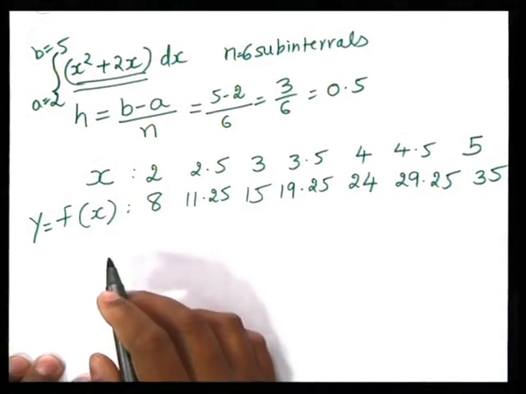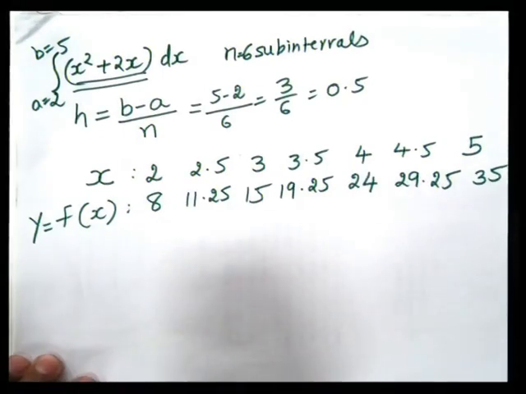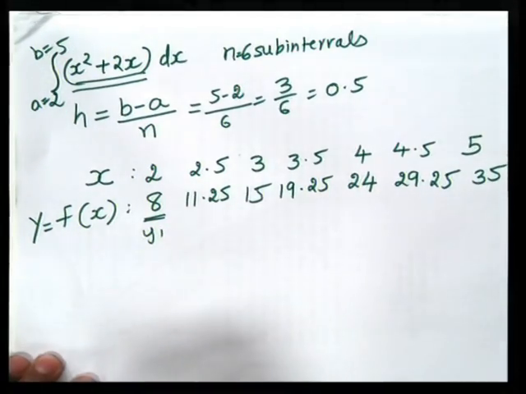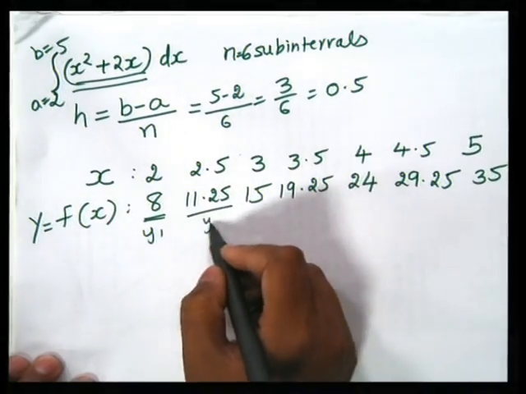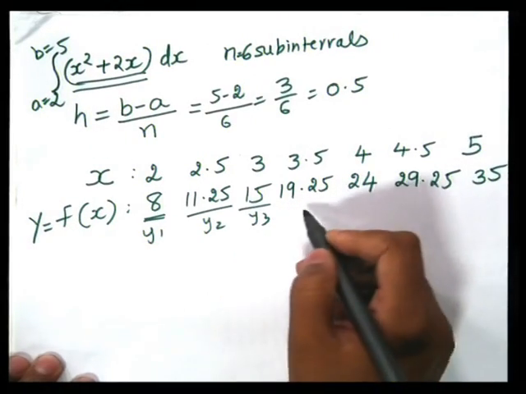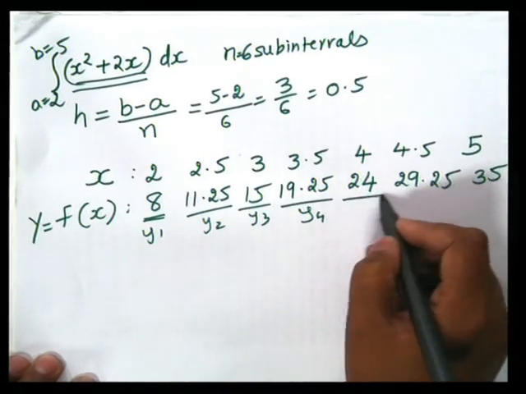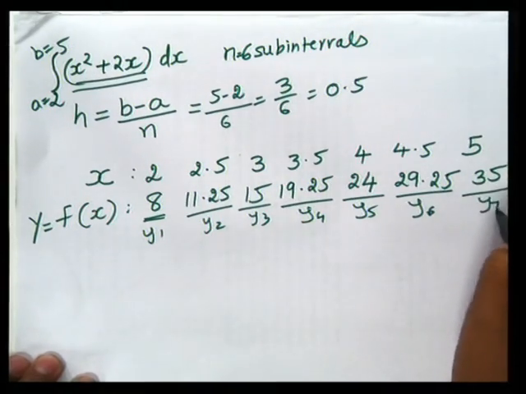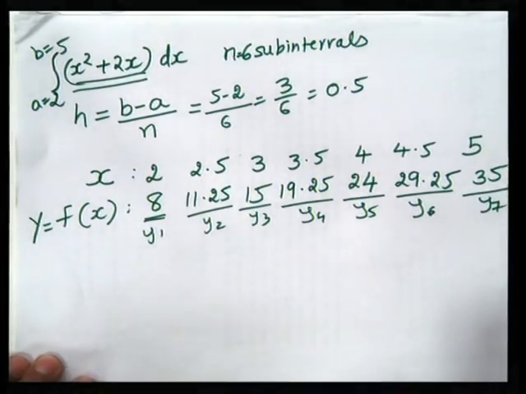Clear? Okay. Now, when I have found out this y is equal to f of x, the first value which I have got is my y1. The second value which I have got is y2, this is y3, this is y4, this is y5, y6 and y7. So there are 7 points which I have got.